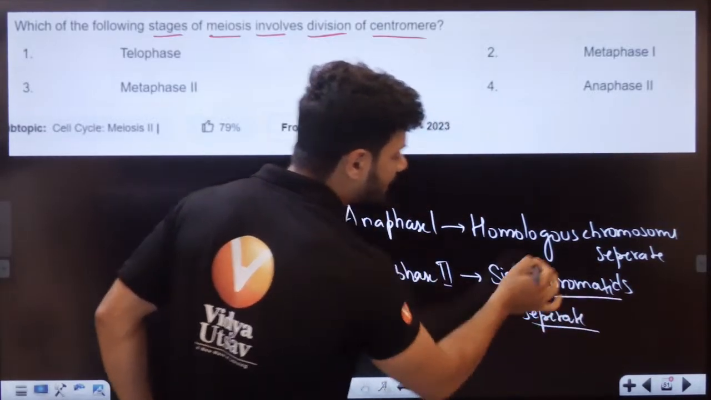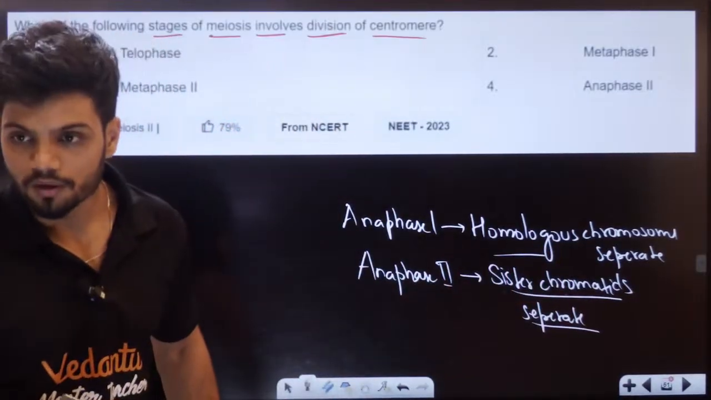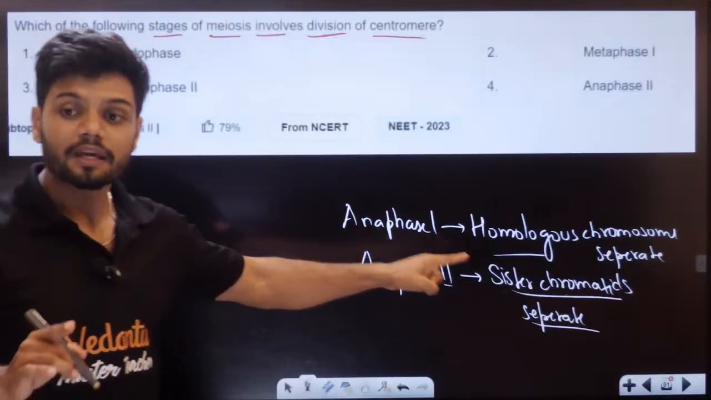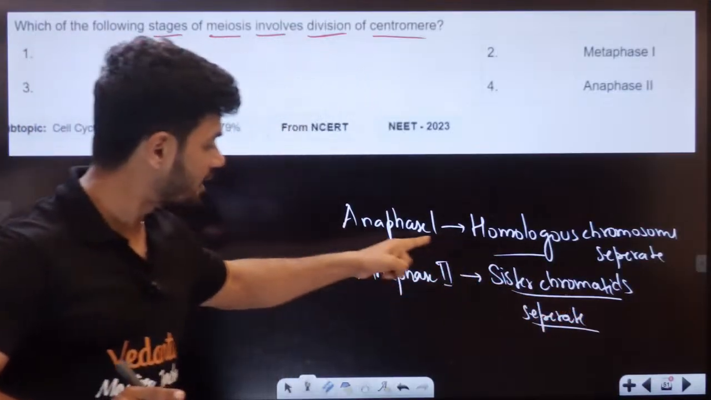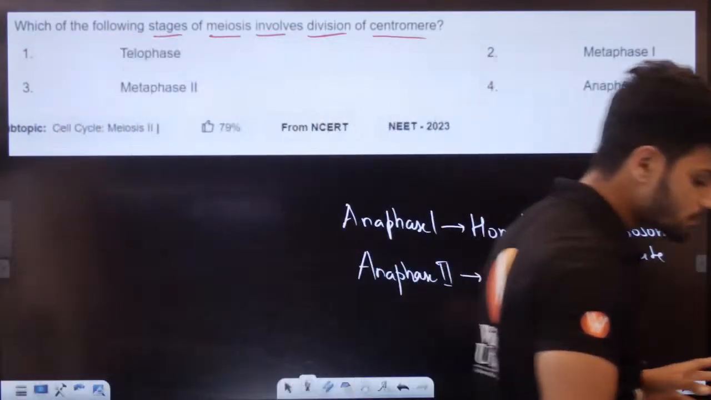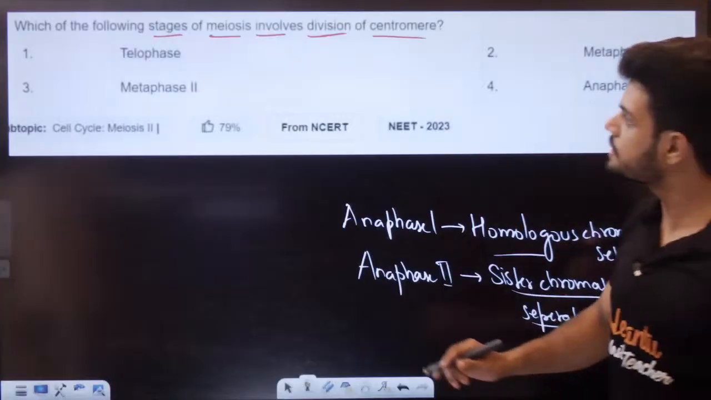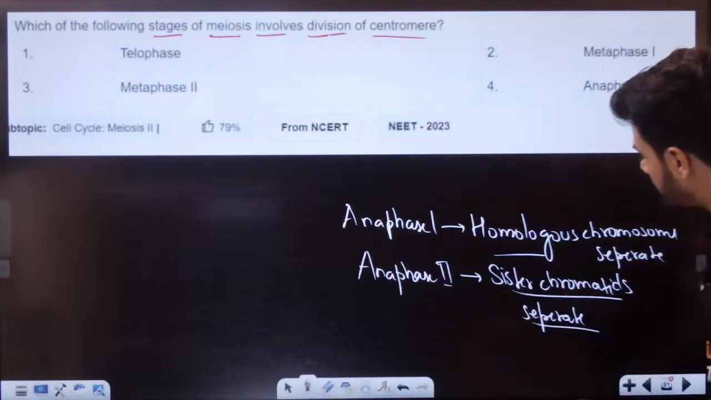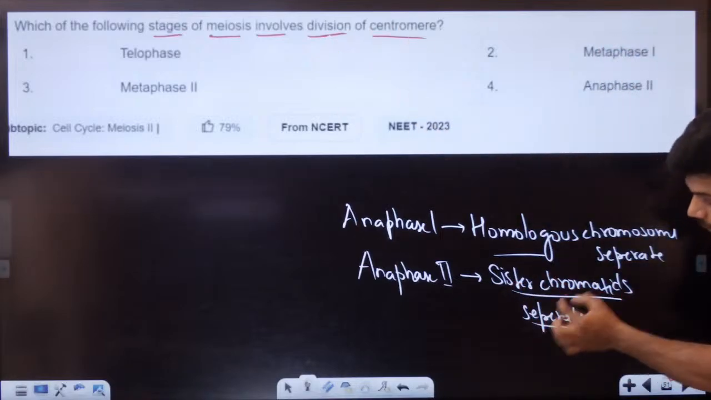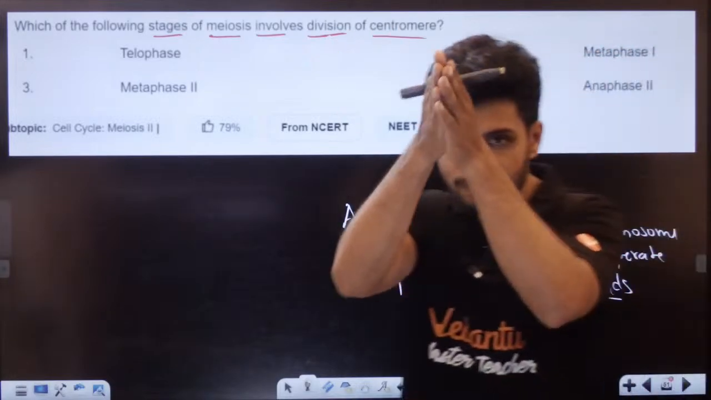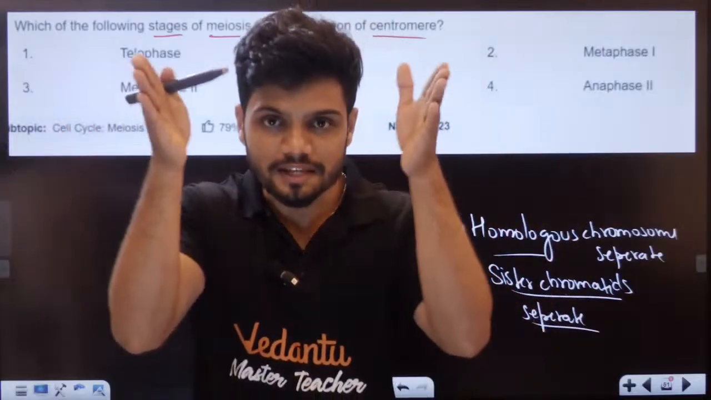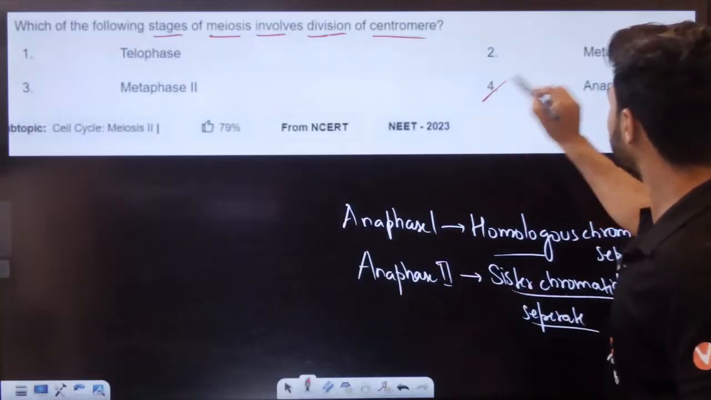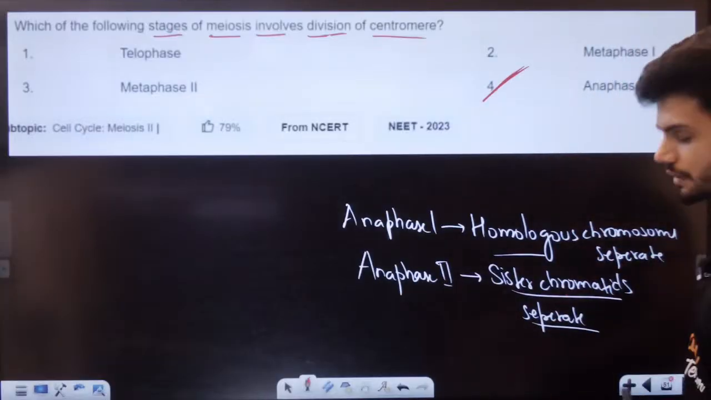So please be clear on what they're asking you. If they're asking you about homologous chromosomes, anaphase 1. If they're asking you sister chromatid separation, anaphase 2. So what is the answer right now? The question is the division of centromere. Division of centromere will happen only when the chromatids separate. When the centromere splits, it will happen only in anaphase 2. Anaphase 2. Clear, all of you?